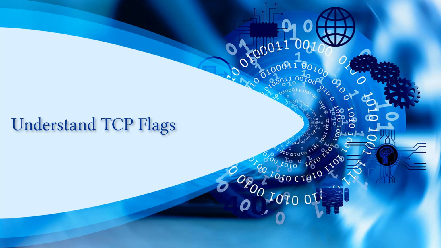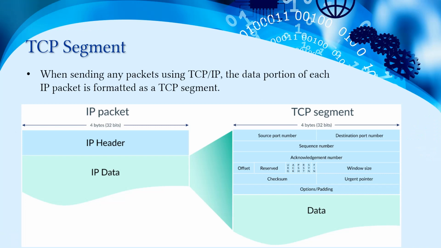Welcome back. Through this video, we'll understand the TCP flags. Basically, whenever you transfer any packet into the network, the packet will have several pieces of information so that the packet can reach the destination. Generally, when you're sending any packet using TCP/IP, the data portion of each IP packet is formatted as a TCP segment.